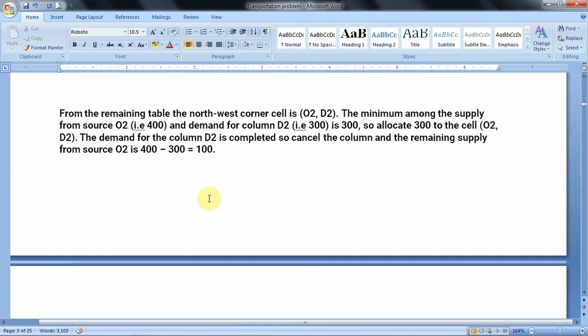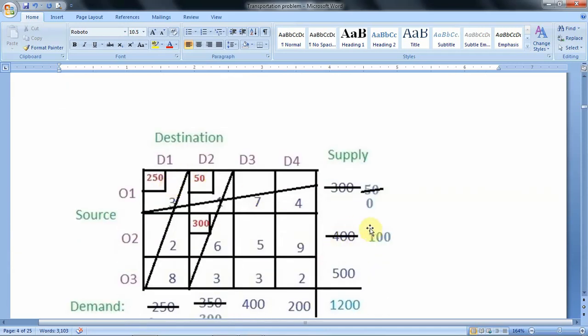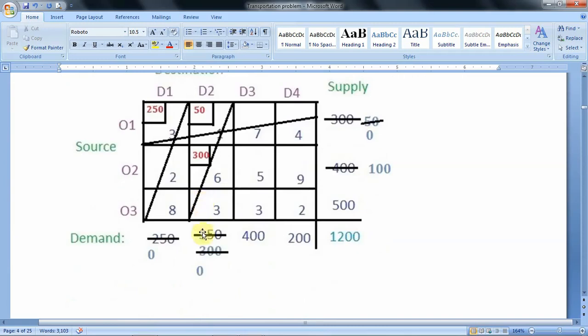The minimum among the supply from the source O2, that is 400, and the demand for column D2, that is 300. So allocate 300 to the cell O2D2. The demand for the column D2 is completed, so cancel the column. The remaining supply from the source O2 is 400 minus 300, the remaining one is 100. So 100 is there in this second row. The second column is satisfied or completed, so that value is 0.